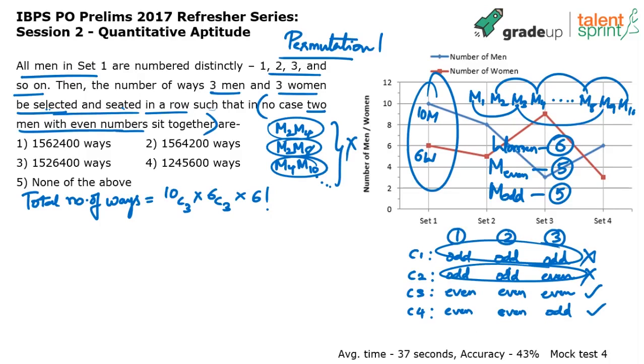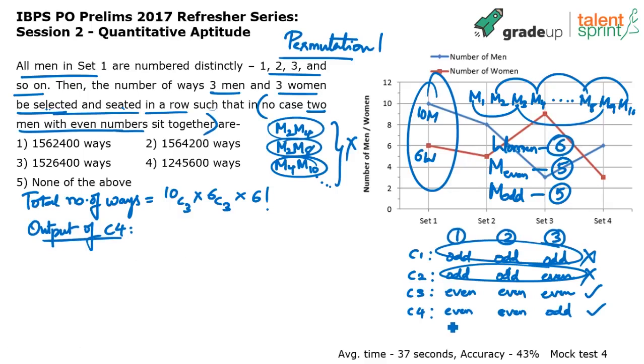So total number of ways. Basically, from the total number of ways, if I subtract the results of case 3 and case 4, I'll get the required answer. Right? So let's look at case 4 now. Results of case 4. Output of case 4.